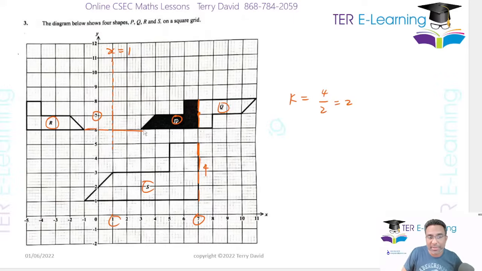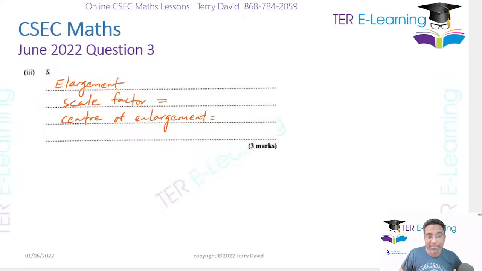You could have done it this way as well. You could have looked at 1, 2, 3, 4, 5, 6, 7, 8. So this is another way we can work out the scale factor. This is 8 divided by 1, 2, 3, 4, and you're still going to get a scale factor of 2. So you need to specify the scale factor to get the mark. So you're going to say 2.